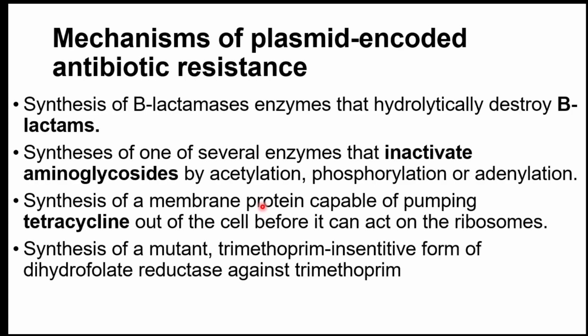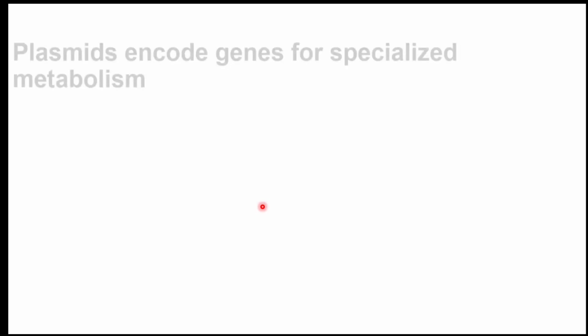So we've looked at four mechanisms in which this antibacterial resistance occurs. We've looked at the first one, hydrolytically destroying the antibiotics. We've looked at inactivation through acetylation, phosphorylation or adenylation, and we've also looked at pumping out of the antibiotic, and the last one is the mutant. So let's not forget these key points.